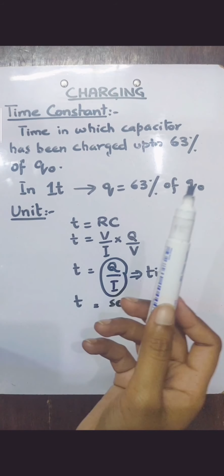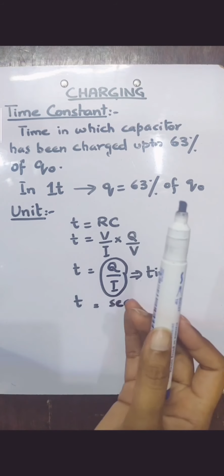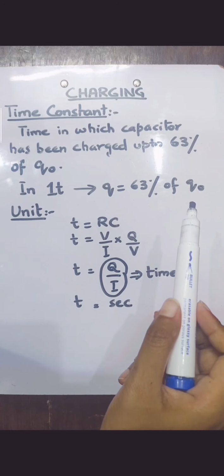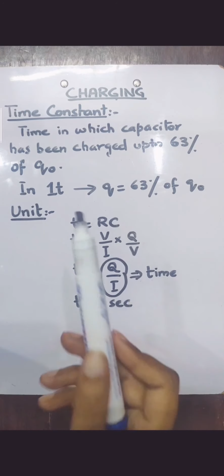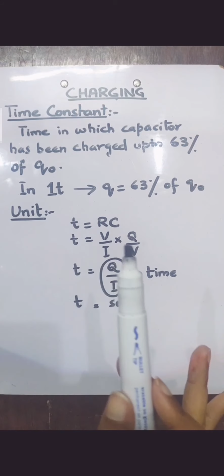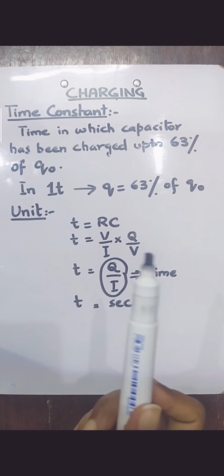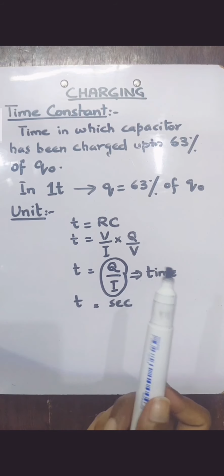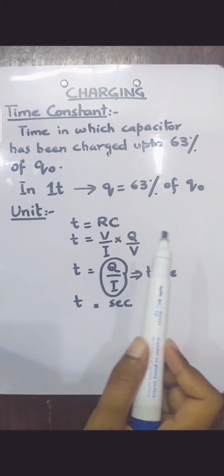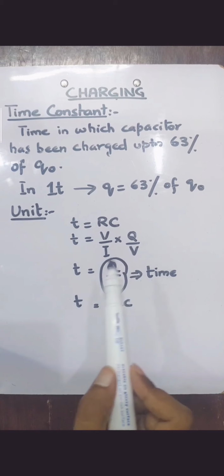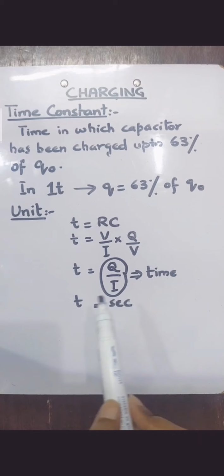Now, how can we define the time constant? It is the time in which the capacitor has been charged up to 63% of Q naught: in one time constant, 1 RC, Q equals 63% of Q naught, as explained earlier in the equations. And what about the unit of the time constant? As the name indicates, it is time, so it should have the unit of second. How can we show that? We use the equation T equals RC, putting the values of R and C, and we get Q by I, which is basically time.